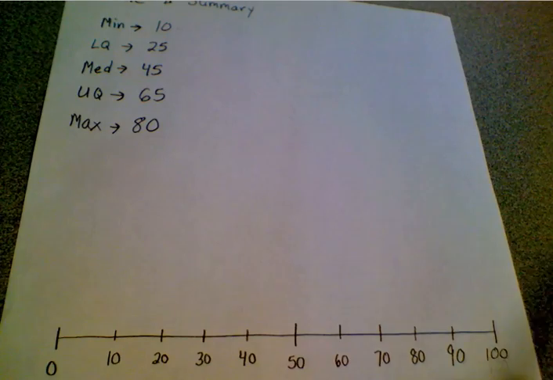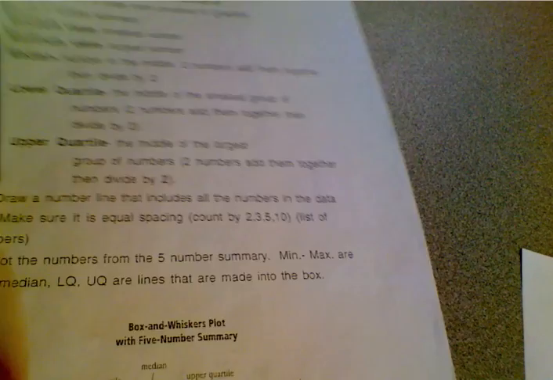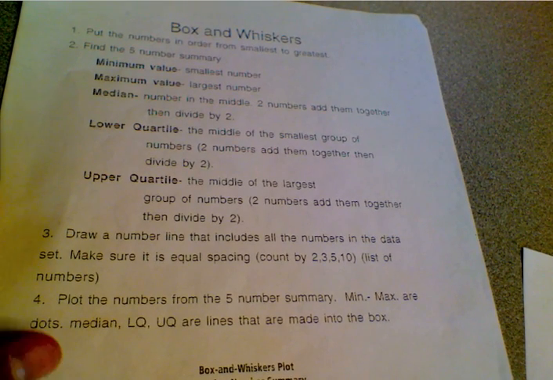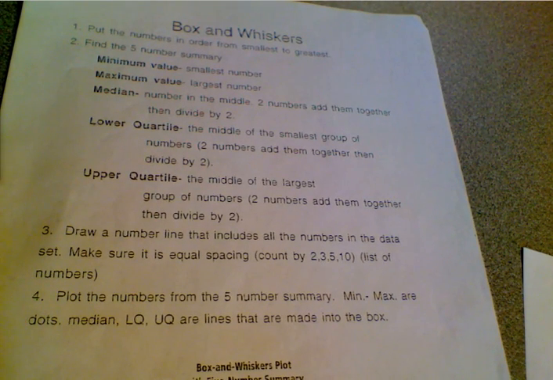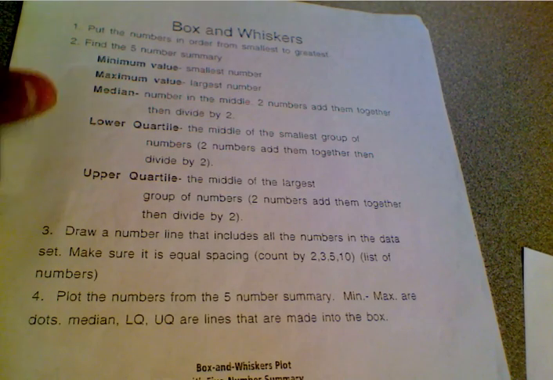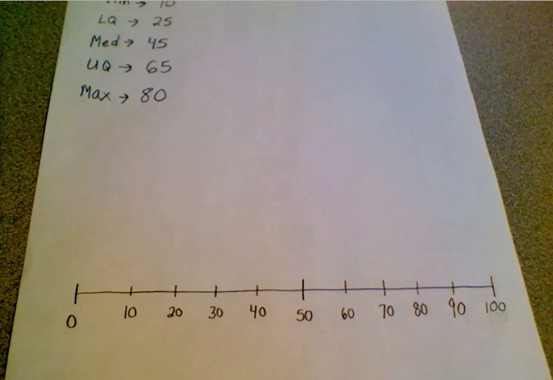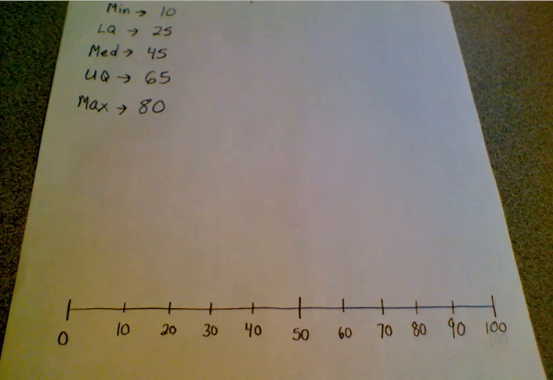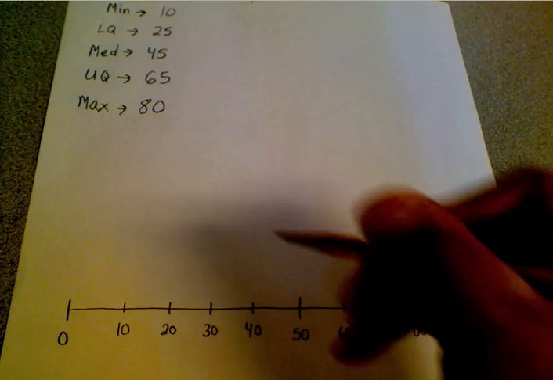Now I'm going to go ahead and do step 4, which says to plot the numbers from the 5-number summary. The minimum and the maximum are dots. The median, the lower quartile, and the upper quartile are lines that are made into a box, all right? So I'm going to show you what that looks like on this paper, okay? All right, if you look right here, again, it says plot the numbers from the 5-number summary. The minimum and the maximum are dots, so I'm going to go ahead and do that right now.